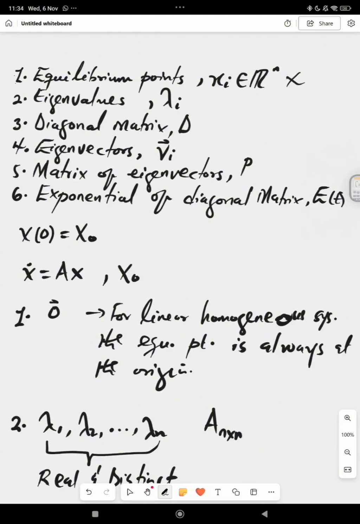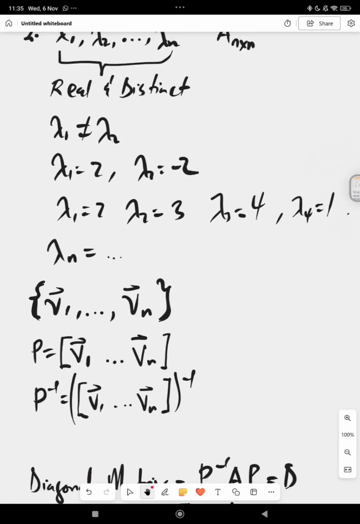The next one, you have to find your eigenvalues. So these are the first steps that you must take. Find your eigenvalues. We'll label that as 1 here for linear homogeneous systems. Then you find your diagonal matrix. That will be our 2. You need to find your eigenvectors. That will be 3. You need to find your matrix of eigenvectors, which is 4. And you need to find the exponential of your matrix, which is 5. These 6 steps have been reduced to 5 for linear homogeneous systems. We will take a look at an example right away.